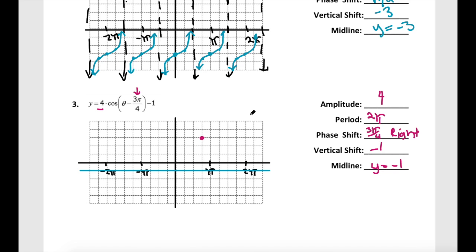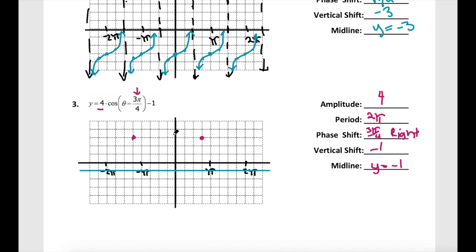This same value would occur at the end of our period, so at 2 pi units in either direction. So if I were to go 2 pi units this way, on my grid, every 4 boxes is pi. So this is pi, and this would be pi. So there would be another value that would have the same y value as this one. So these are our maximum values.